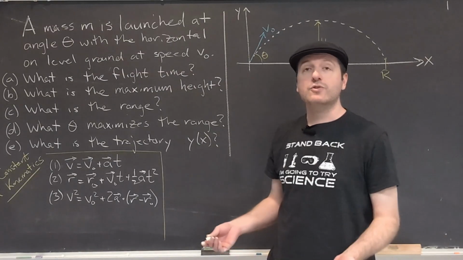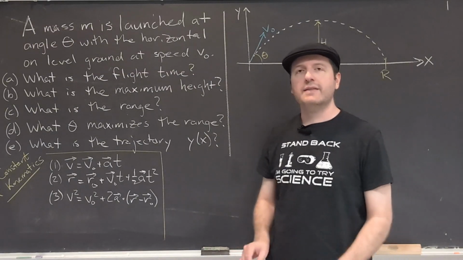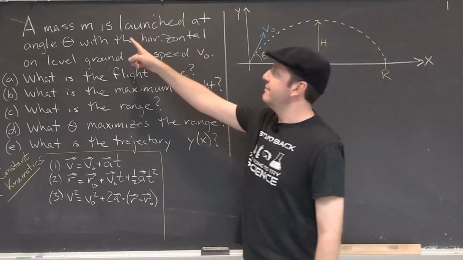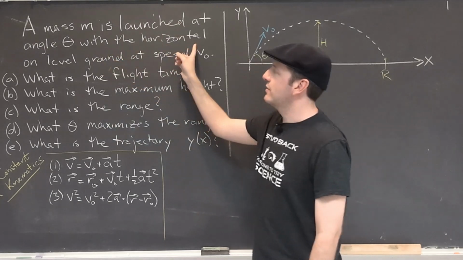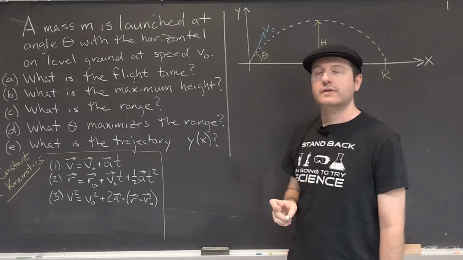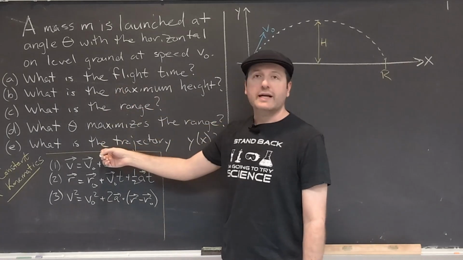Let's look at kinematics in 2 dimensions now. And let's assume again that gravity is the only force that's acting on this object. Let's say a mass m is launched at an angle theta with respect to the horizontal on level ground at a speed v naught. We have a number of questions we want to answer.